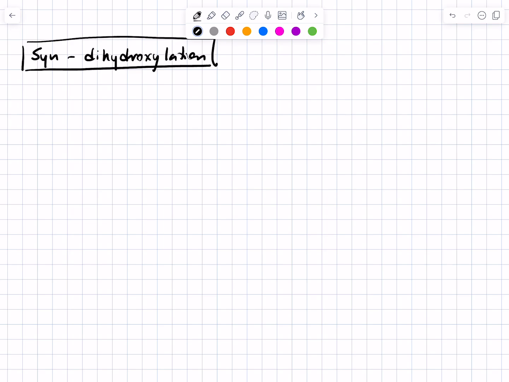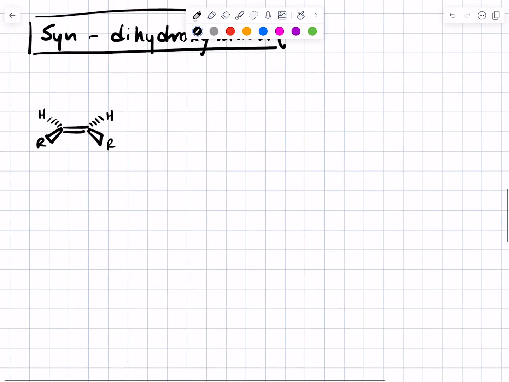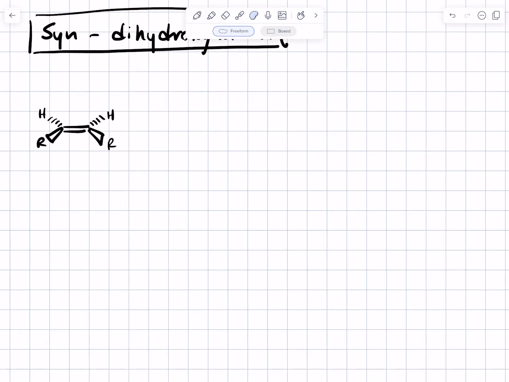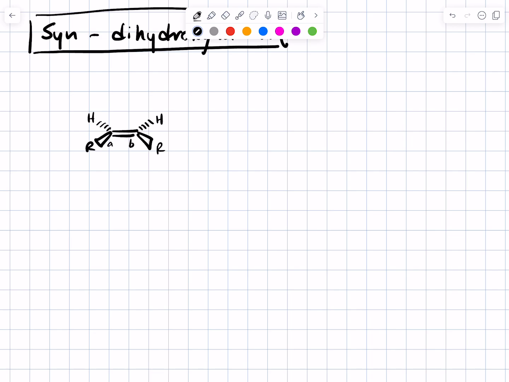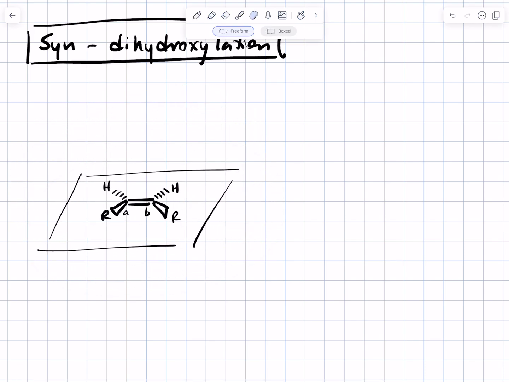So follow this through. Here is a cis alkene. I'm going to draw this in the same way as I drew the cis alkene for epoxide formation. We're looking at the plane of those trigonal planar carbons from the side like this. There are a few reagents that do this. I'm going to only hold you responsible for one.